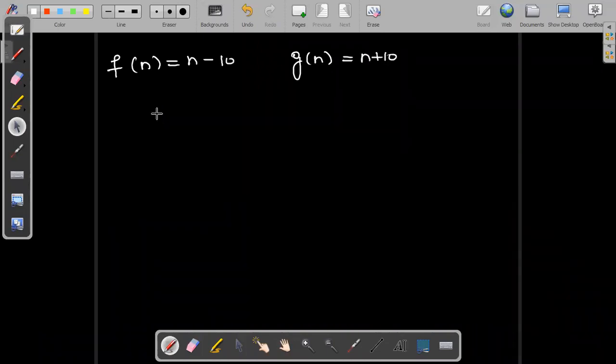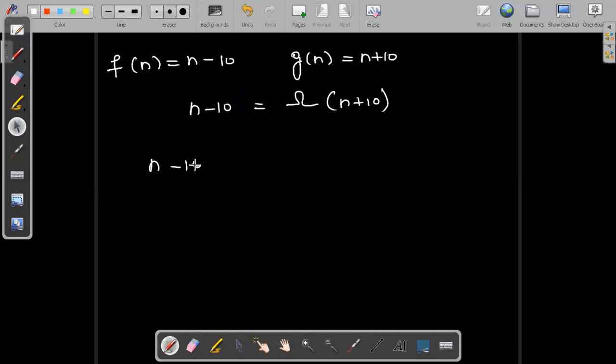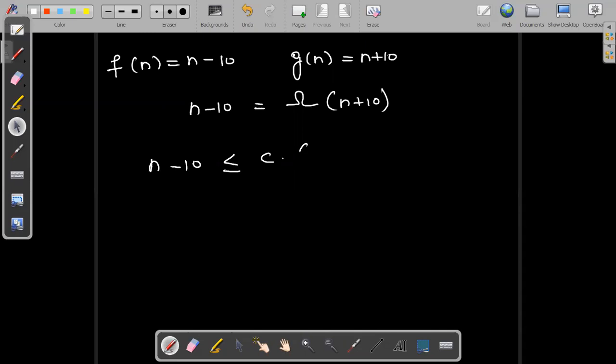Same problem. What we have to prove? Very simple. n minus 10 is equal to omega of n plus 10. This is what we have to prove. How to prove this one? Very simple. n minus 10 less than or equal to c dot n plus 10 for all n, where n should be greater than or equal to n naught. This is exactly what we have to prove here.